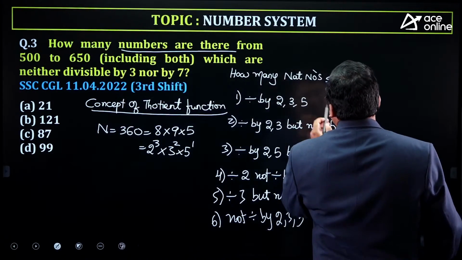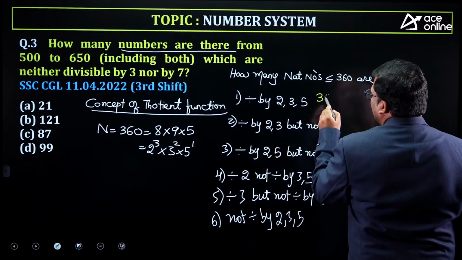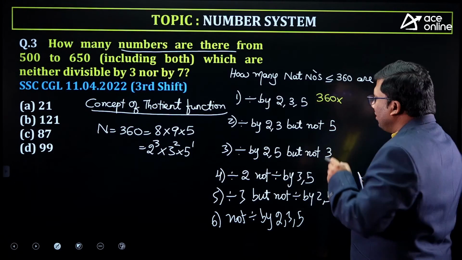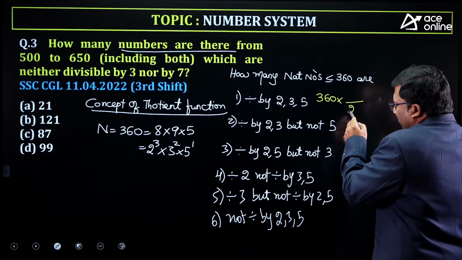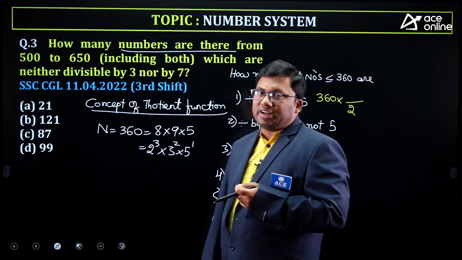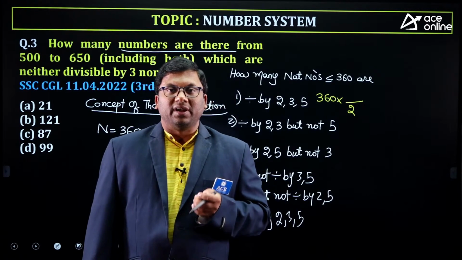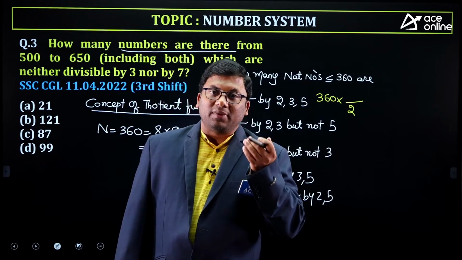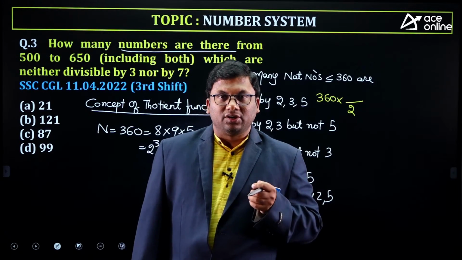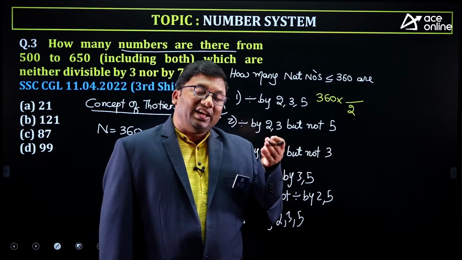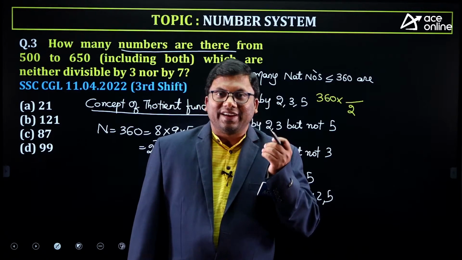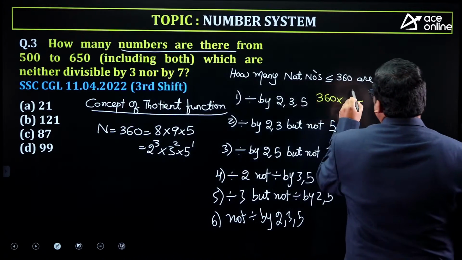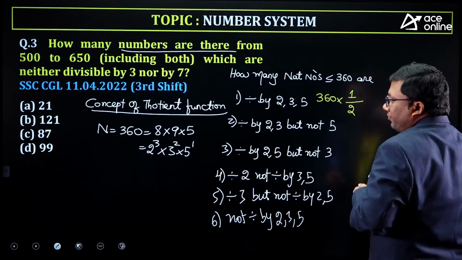Divisible by 2, 3, 5. Total how many numbers are there? 360 numbers are there. How many are divisible by 2? Take any 2 consecutive numbers that come to your mind. 7, 8. 8 is divisible by 2. 12, 13. 12 is divisible by 2. 299, 300. 300 is divisible by 2. For every 2 numbers, one number is divisible by 2.